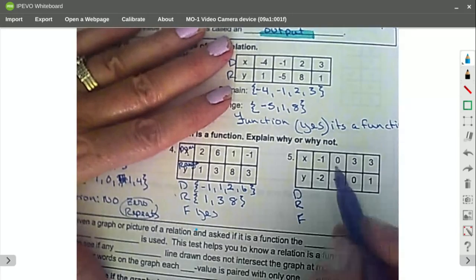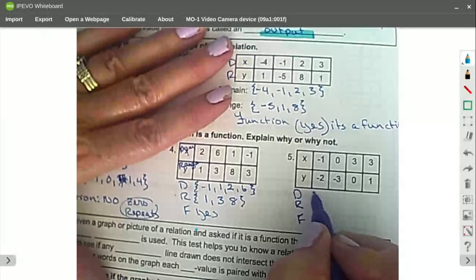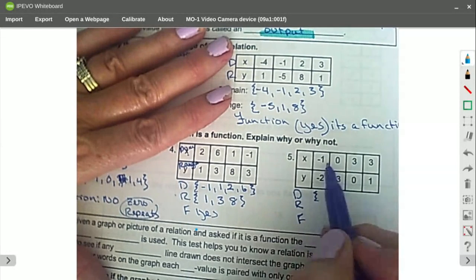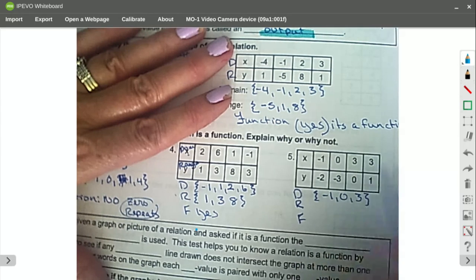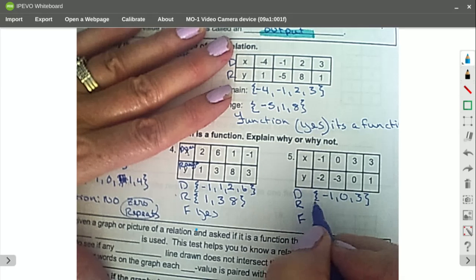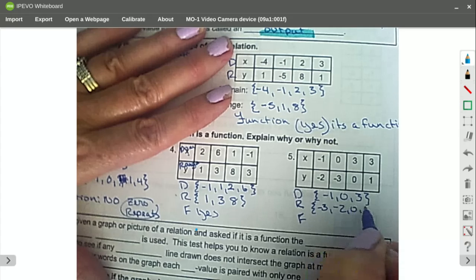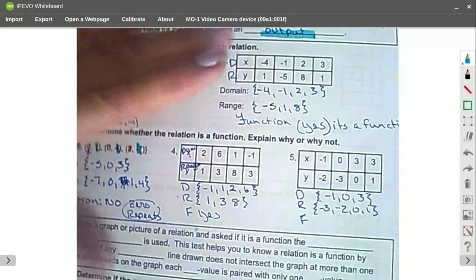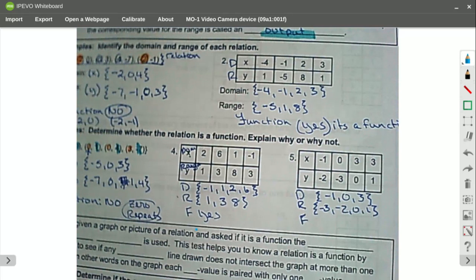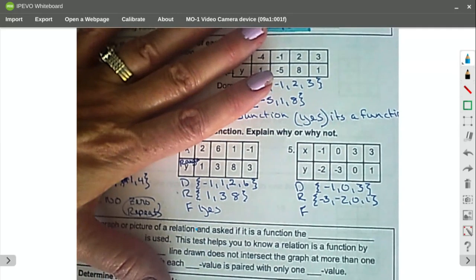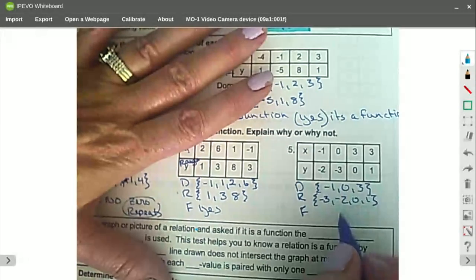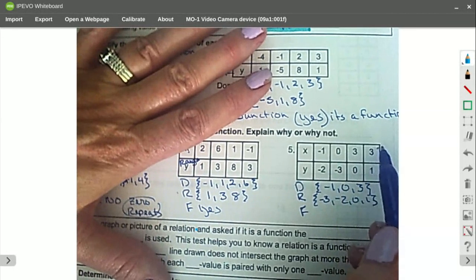Okay. All right. How about this one? Last one. Domain. -1, 0, 3, and 3. -1, 0, and 3. Now I don't have to write this 3 twice, just one time. Range. -3, -2, 0, and 1. If you notice, I always write them out from least to greatest. Guys, I'm not going to count it wrong if you don't, but it's a good way to make sure that you don't miss a number. If you miss a number, you're going to get it wrong.